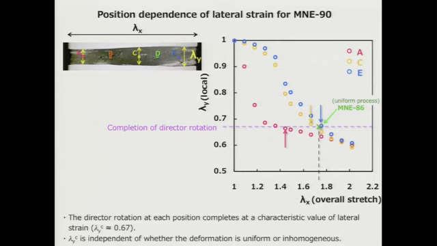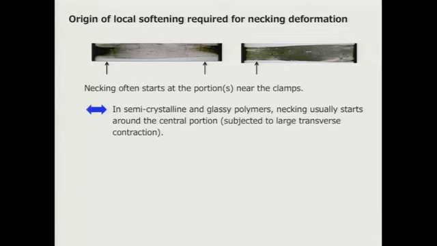And this green data is the data of the uniform process. So this means that the local strain required for the full director rotation is the same. Okay? And this characteristic strain is independent of whether the deformation is uniform or non-uniform. Anyway, necking deformation requires local softening. So next we consider the origin of the local softening for nematic elastomers.